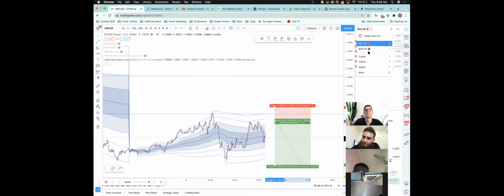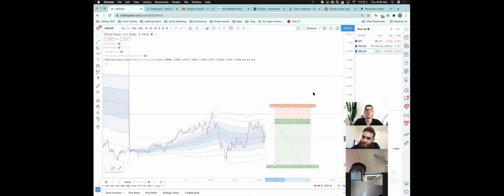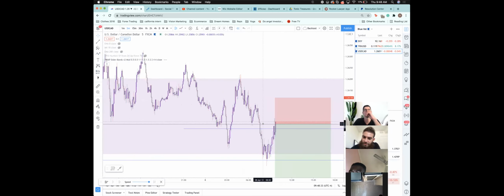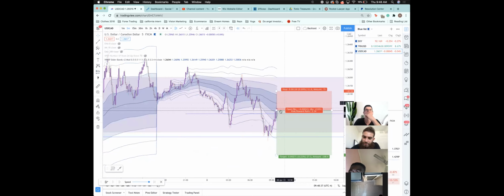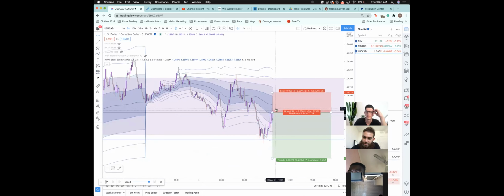Let's take a look at UCAD real quick, see what it's doing. We're going to be super patient, guys, in the session right now and try to obviously get in on a good move. I have this little position right here. What we're waiting to see ideally is more of an actual bearish engulfing candle.